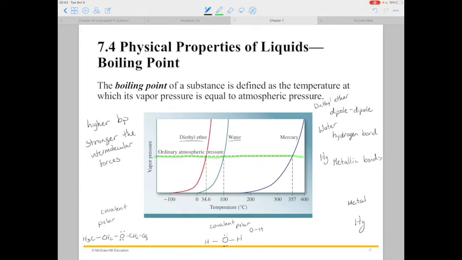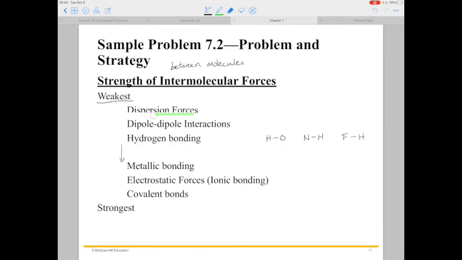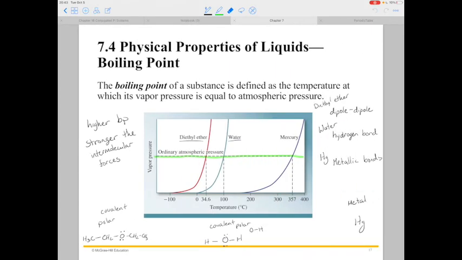And so this makes sense because this follows the trend of what we saw over here, where dipole forces were weaker than hydrogen bonding forces, which were way weaker than metallic bonding. And so that's why we see this trend in boiling point here, where diethyl ether boils at 34.6 degrees, whereas water boils at 100 degrees, and mercury doesn't boil until you get it up to 357 degrees.